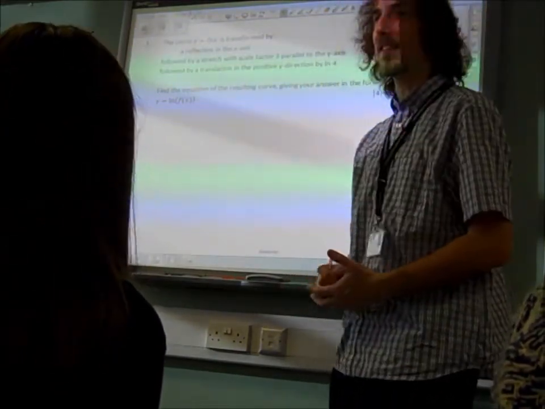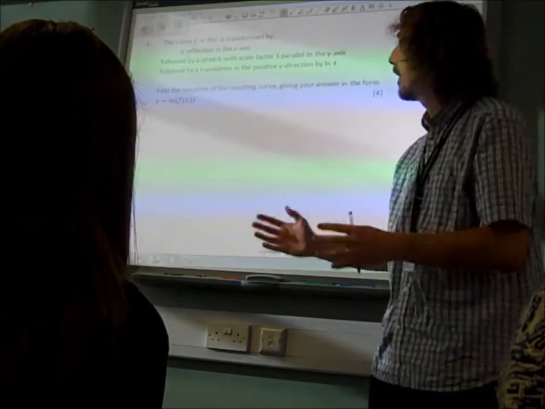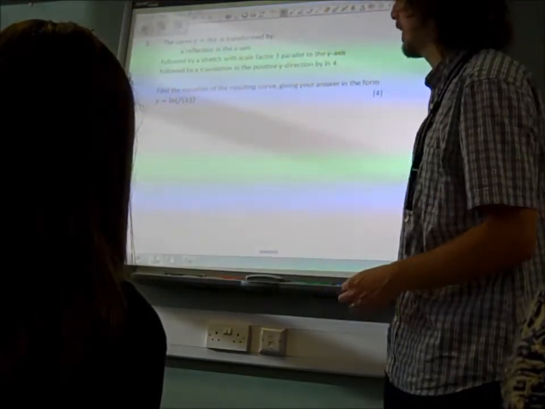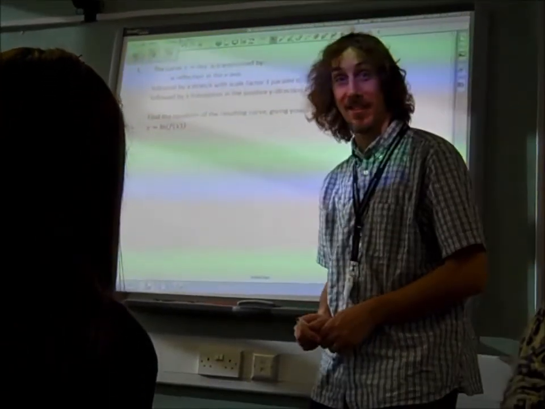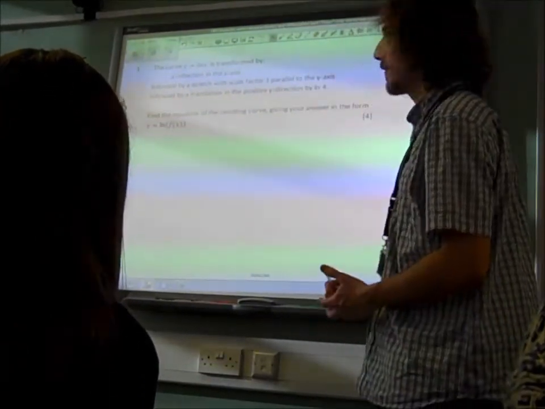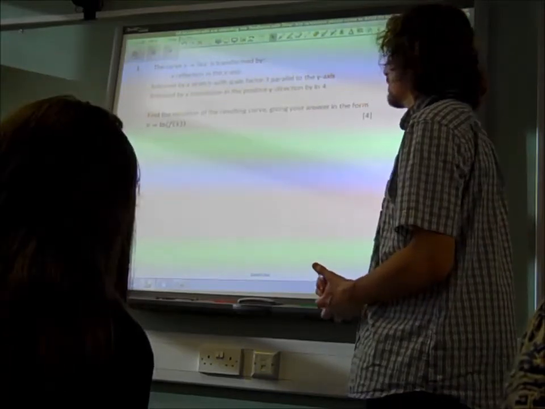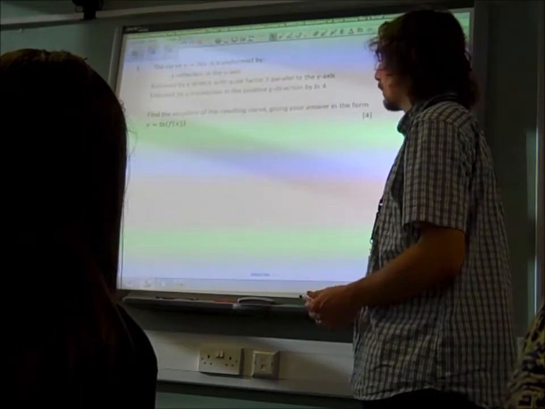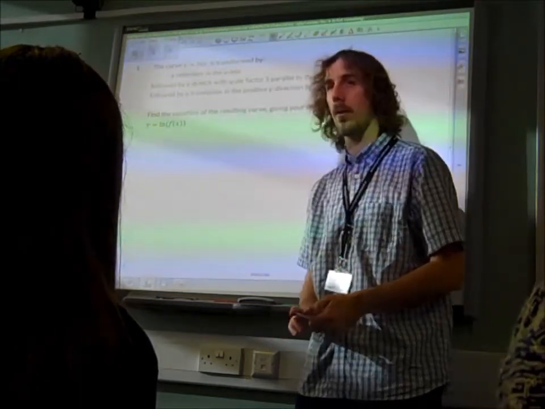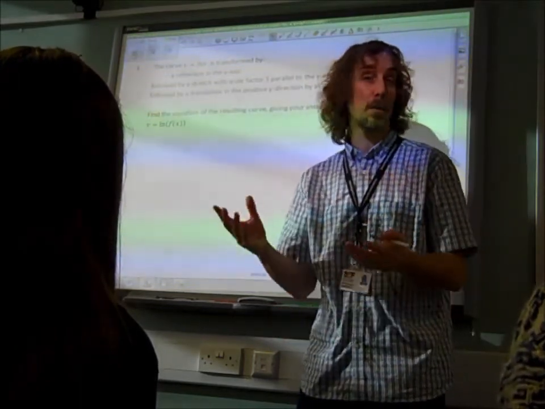The curve y equals ln x is transformed by a reflection in the x-axis, followed by a stretch of scale factor 3 parallel to the y-axis, followed by a translation in the positive y direction by ln 4. Find the equation of the resulting curve, give your answer in the form y equals the natural log of some function of x. Well, it's not as bad as it looks at first.